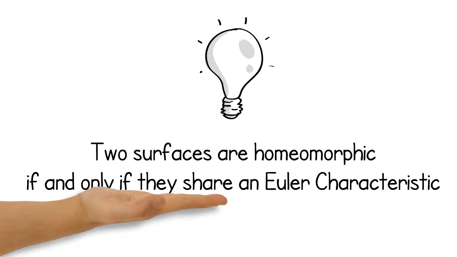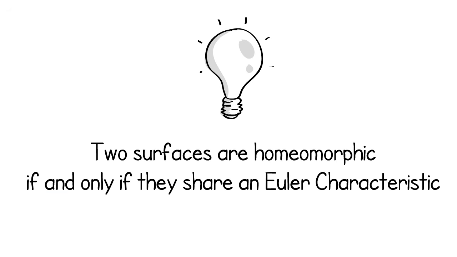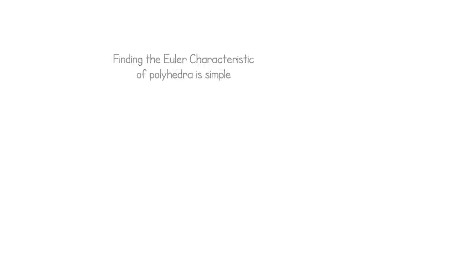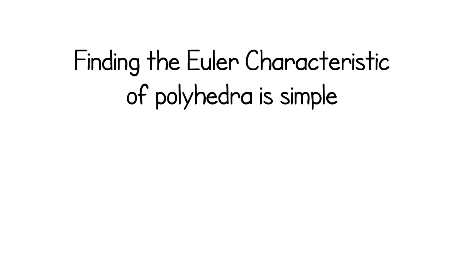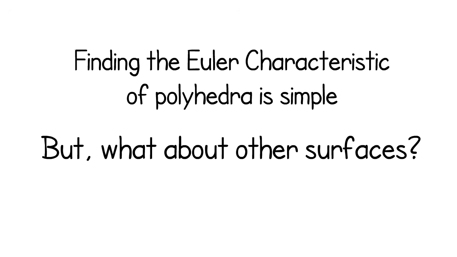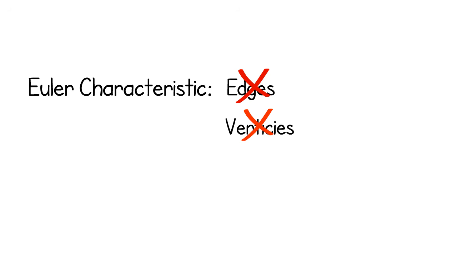Knowing this property, here is one of the first breakthroughs in topology. Two surfaces are homeomorphically equivalent if and only if they share the same Euler characteristic. Finding the Euler characteristic of polyhedra is relatively straightforward, but how do we do that for other surfaces? Well, it turns out that the Euler characteristic can be calculated for surfaces without even edges or vertices.